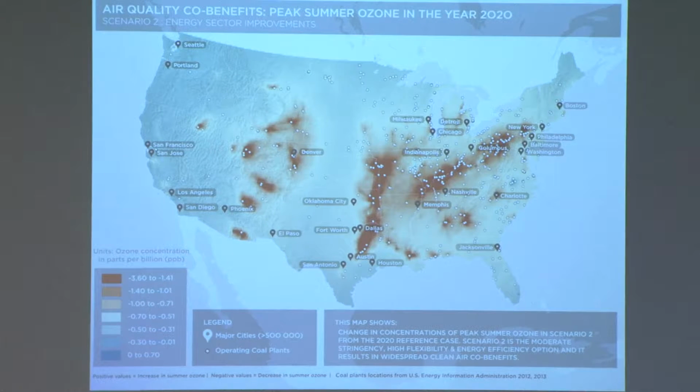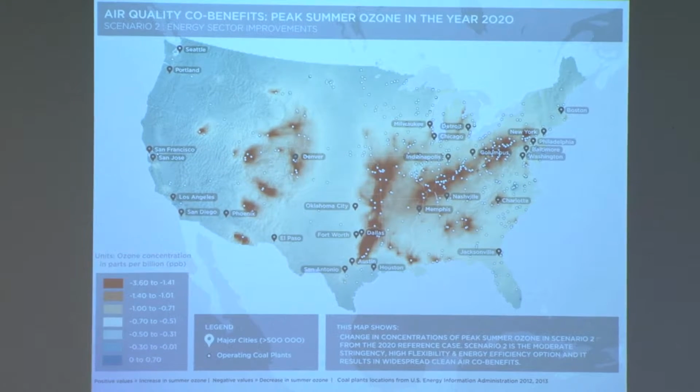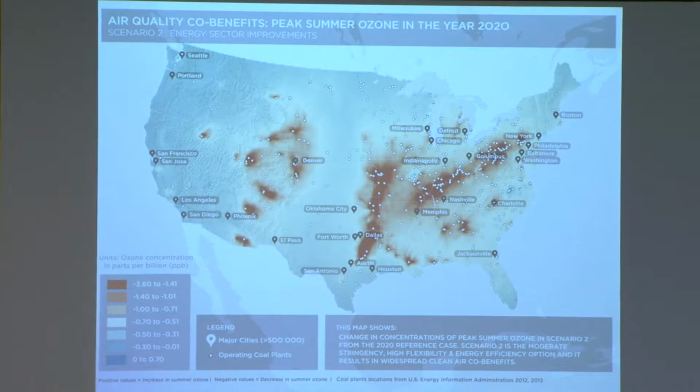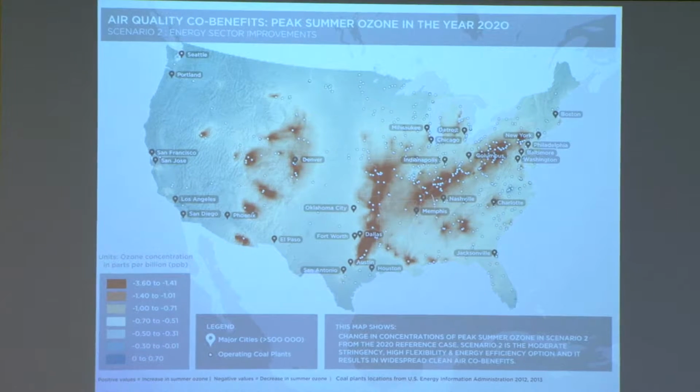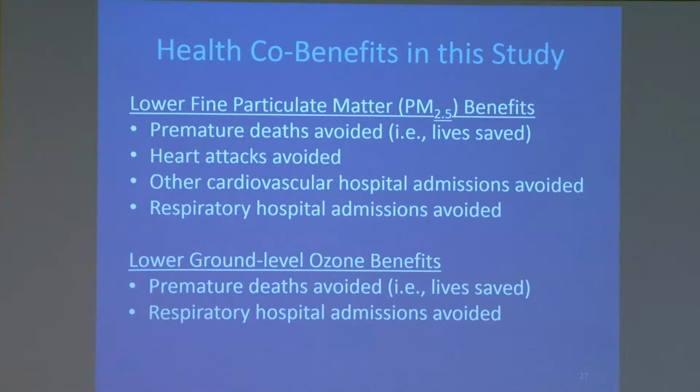These are maps for summer ozone concentrations, again between scenario 2 and the reference scenario. You can see the benefits for ozone, again with the darker brown colors, are more distributed around the country. So there are a number of states in the Mountain West that have substantial benefits. And then this is the same type of map for scenario 1 for ozone relative to the reference case. And again, you can see rather modest changes.